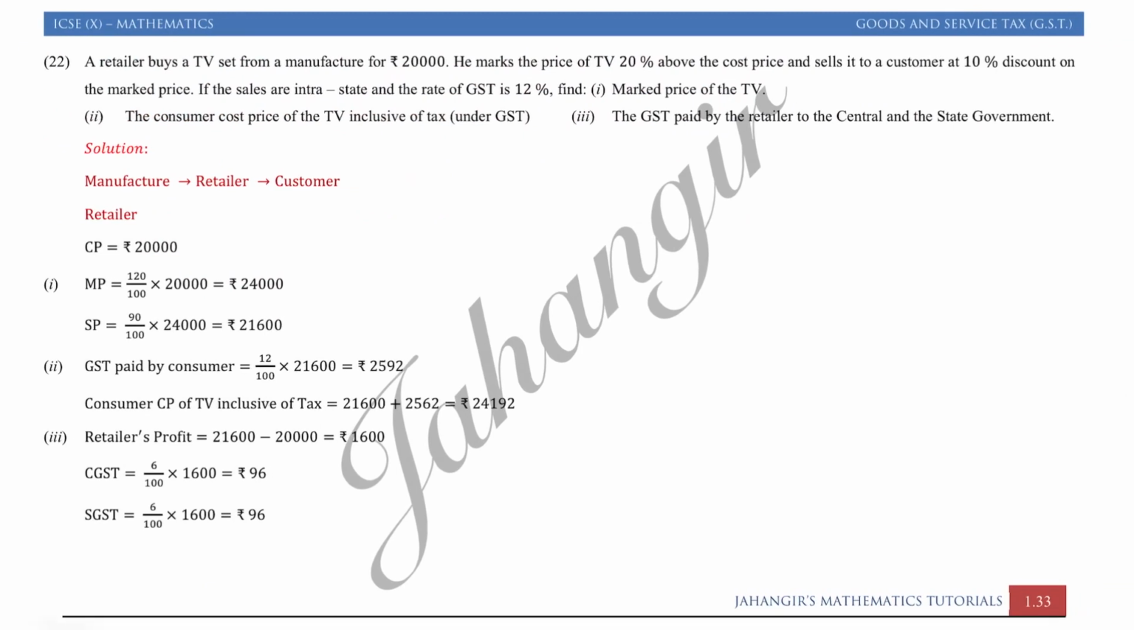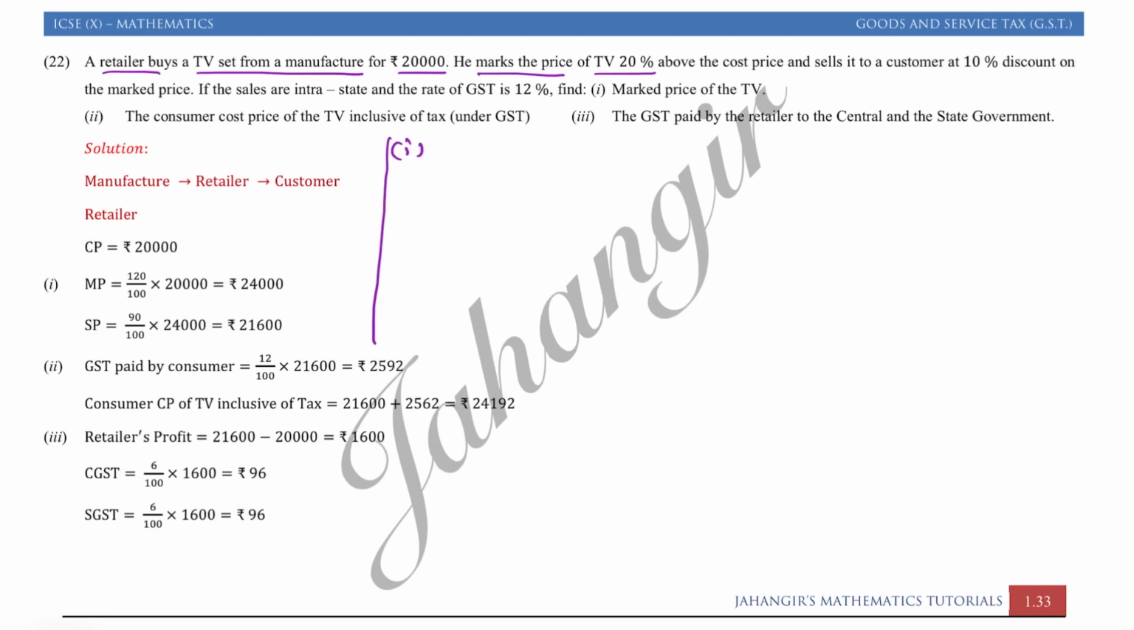Question number 22. A retailer buys a TV set from the manufacturer for rupees 20,000. He marks the price of the TV 20% above the cost price and sells it to the customer at 10% discount on the mark price. If the sales are intrastate and the GST is 12%, first you have to find the mark price. This is the same question as we did in the previous part.